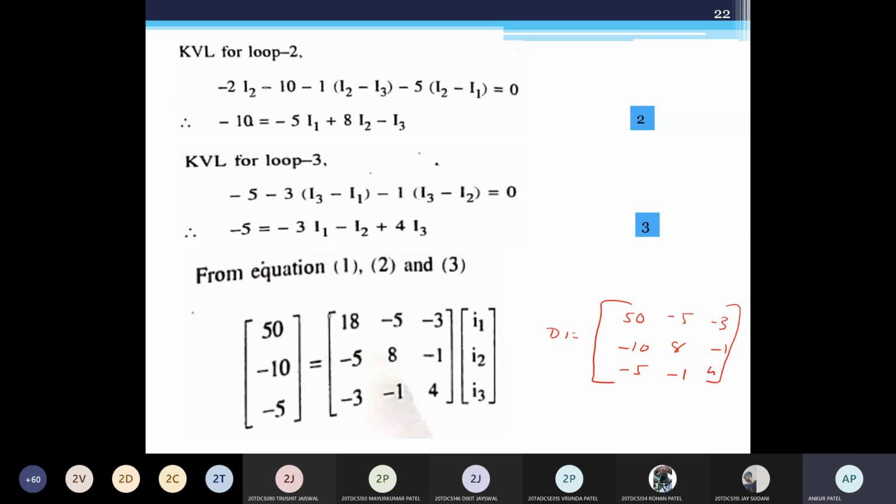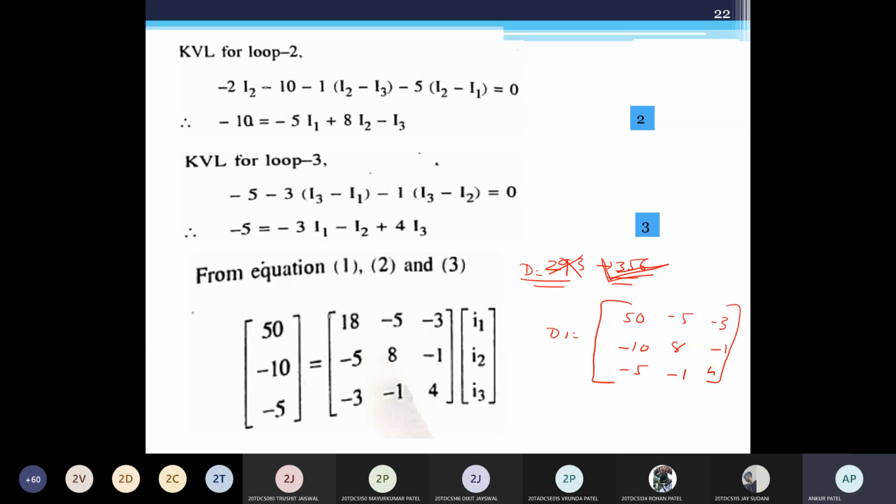Are you getting D? What are you getting for D? 293? Everyone getting 293? Sir, it is coming 356. Okay, second answer is 356. So which one is correct, 293 or 356? Majority says 356. Okay, 356, according to the majority. So this is the wrong answer.